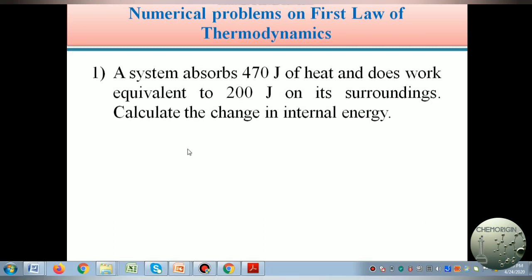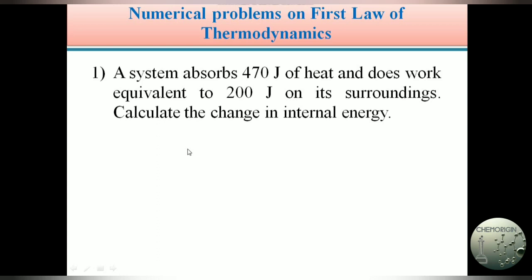Dear students, you can see some numerical problems based on the first law of thermodynamics. Just now we learned delta E. According to the first law of thermodynamics, change in internal energy delta E equals Q plus W when work is done on the system, or delta E equals Q minus W when work is done by the system. In the question: a system absorbs 470 joules of heat and does work equivalent to 200 joules on its surroundings. Calculate the change in internal energy.